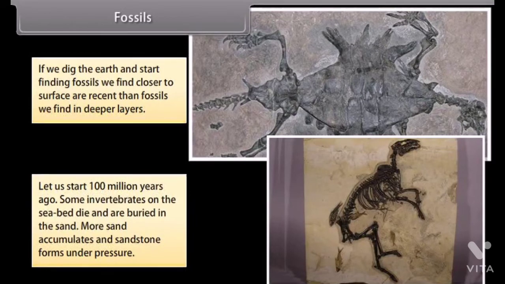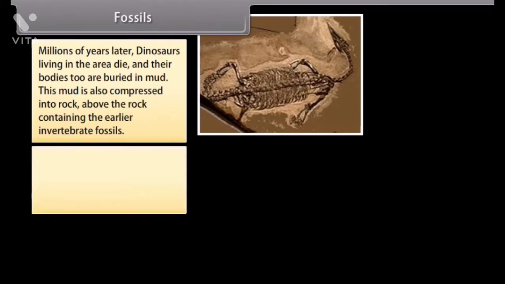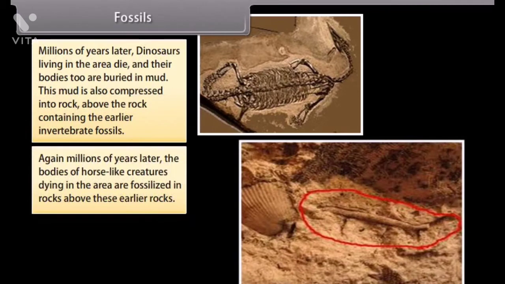Some invertebrates on the seabed die and are buried in the sand. More sand accumulates and sandstone forms under pressure. Millions of years later, dinosaurs living in the area die and their bodies too are buried in mud. This mud is also compressed into rock above the rock containing the earlier invertebrate fossils. Again, millions of years later, the bodies of horse-like creatures dying in the area are fossilized in rocks above these earlier rocks.